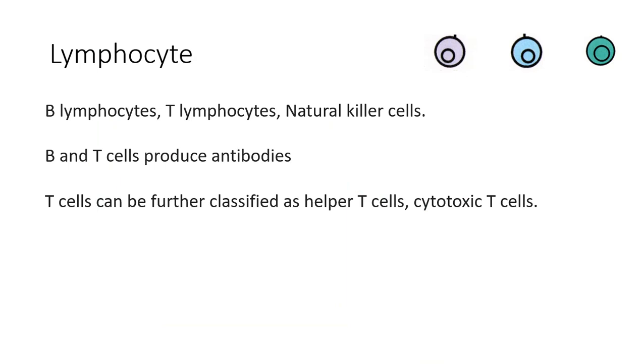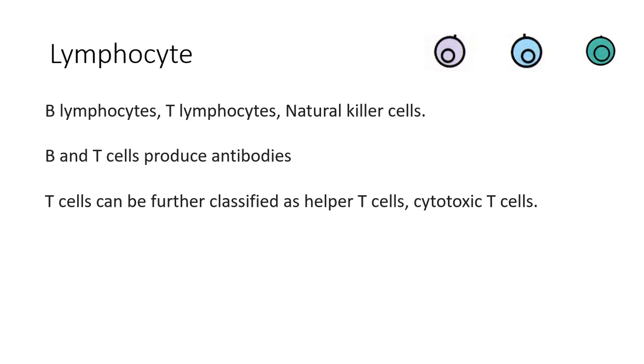Lymphocytes are very much part of the adaptive immune response. There's three types. There's the B lymphocyte, the T lymphocyte, and the natural killer cell. The most distinctive function of the B and T cells is that they produce antibodies. These antibodies are highly specific. They bind to pathogens, they stop the pathogens from invading cells, and they ultimately enhance the destruction of the pathogens.